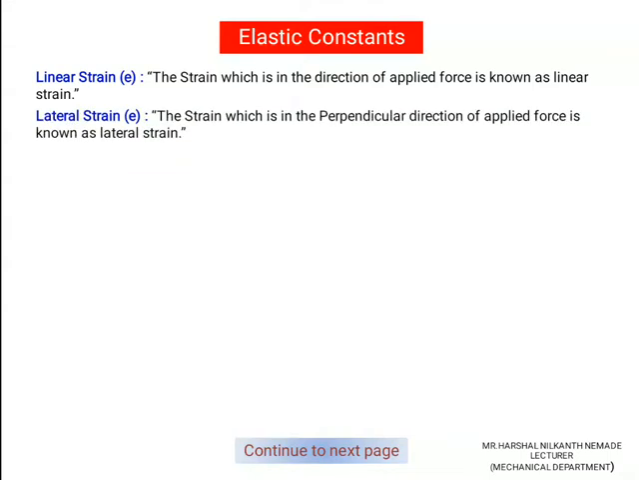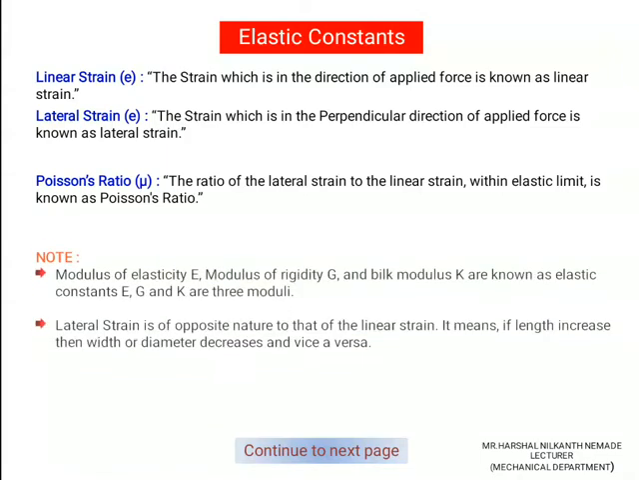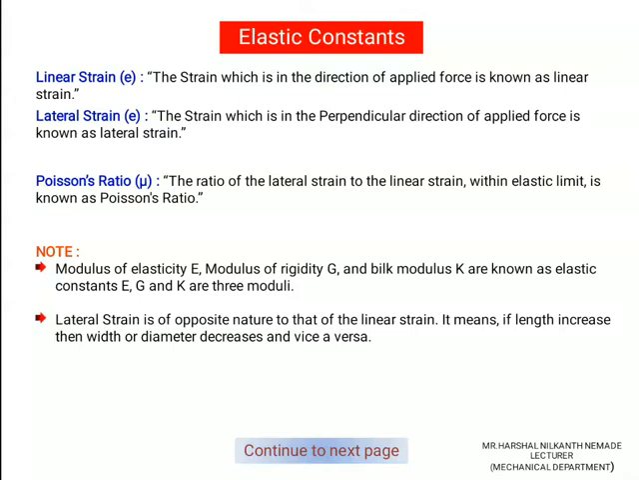E lin. Lateral strain. The strain which is in the perpendicular direction of applied force is known as lateral strain, E lat. Poisson's ratio is denoted by mu. The ratio of the lateral strain to linear strain within the elastic limit is known as Poisson's ratio. Note, modulus of elasticity E, modulus of rigidity G, and bulk modulus K are also known as elastic constants. E, G, and K are three moduli.